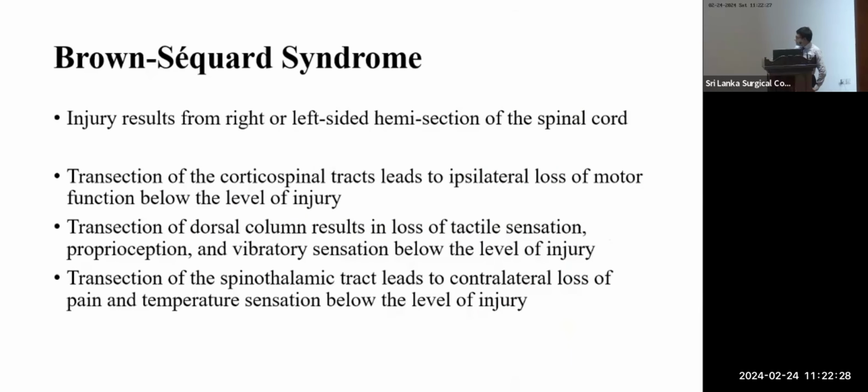So this is the same thing. Ipsilateral loss of motor function below the level of injury, loss of tactile sensation, proprioception, and vibration below the level of injury on the same side, and loss of pain and temperature on the other side, a couple of segments below.